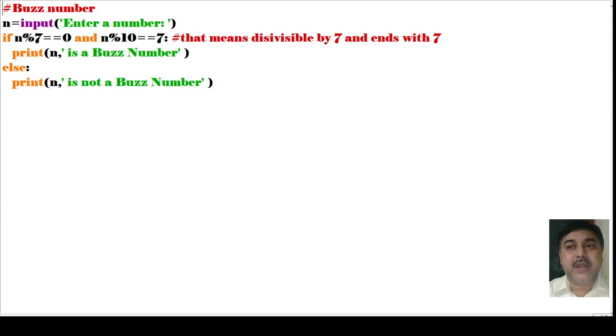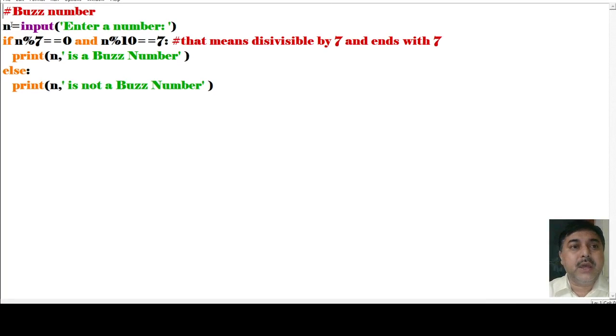So see here what has been done: n equals input, enter the number. If n modulus 7 equals 0 and n modulus 10 equals 7, then as you get both remainders, 0 and 7, that particular number is a bus number. Otherwise the number is not a bus number. When we construct this program, first we take n as an input.